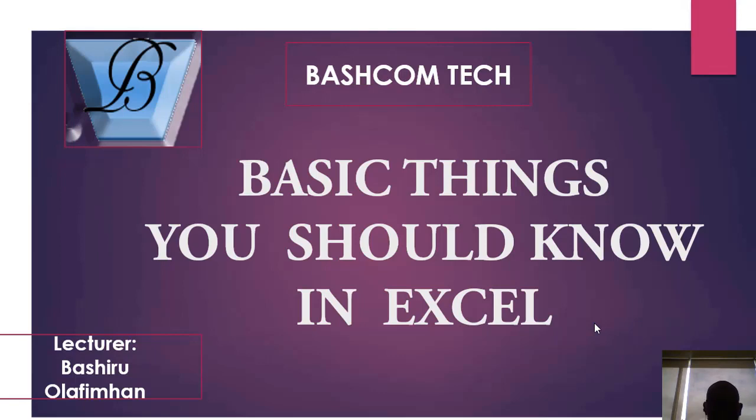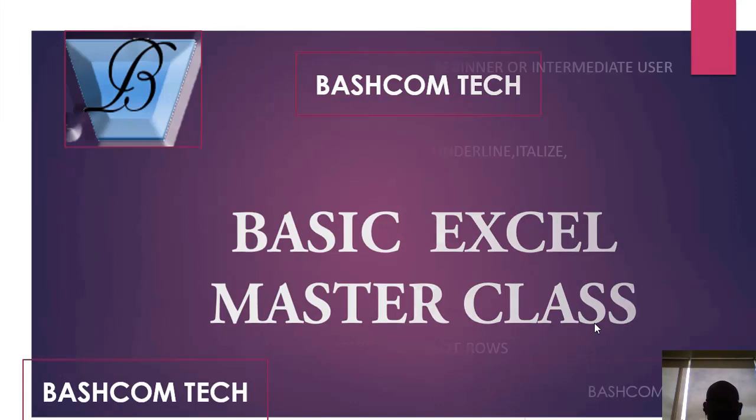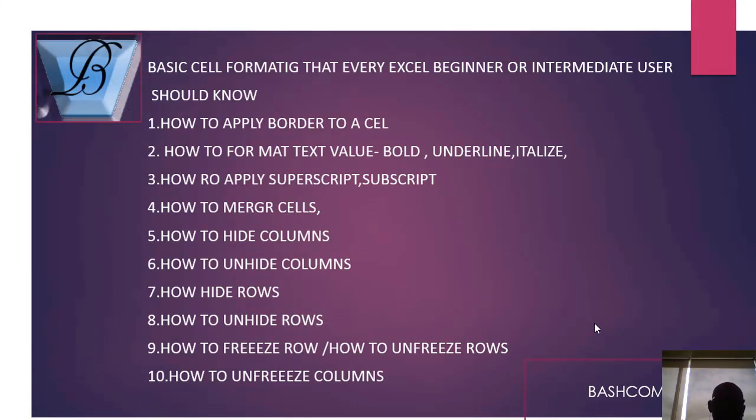Basic things that you should know about Excel. There are many things that you should know about Excel, but in this class I'm going to focus on just limited things: how to format cells, how to apply borders on cells, how to format text, underline, bold, italicize within the cell, how to apply superscript, subscript, how to merge cells, how to hide columns, how to unhide columns, how to hide rows, how to unhide rows, how to freeze rows, how to unfreeze rows, how to freeze columns, how to unfreeze columns. This is a very, very important topic because it talks about the basics of Excel.